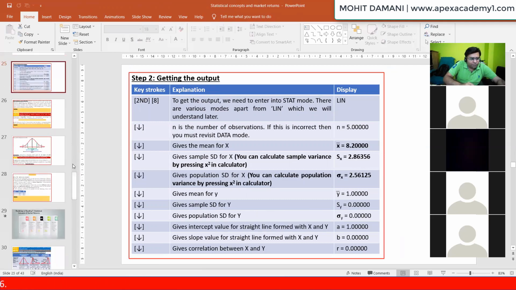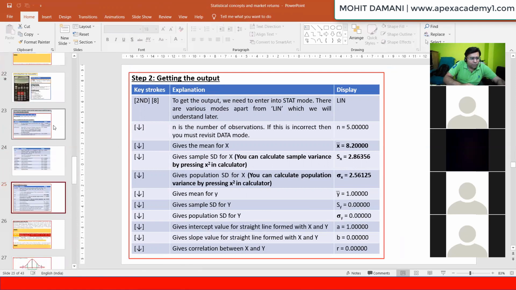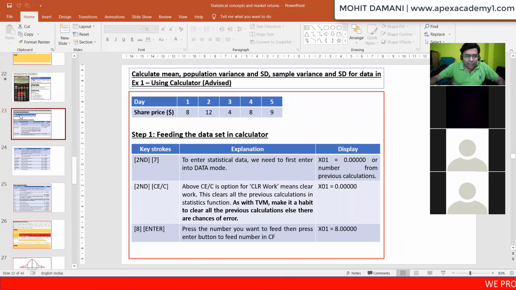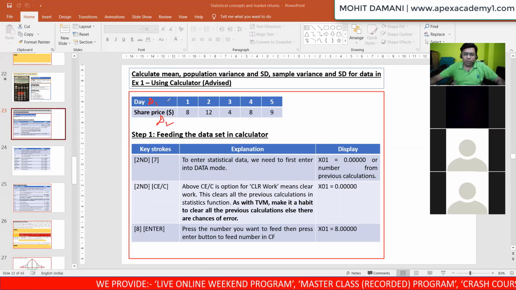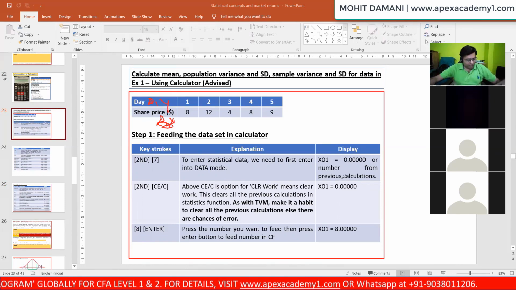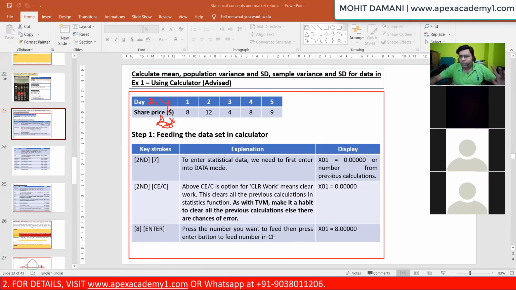Okay, let's do one thing. Let's enter days over here as data 1 and share price over here as data 2. That is, this becomes your y and this becomes your x. Let's do that. The outputs will not match for y because I have not entered it using y. Just for explanation purposes I am doing that. Okay, so let's enter that together.